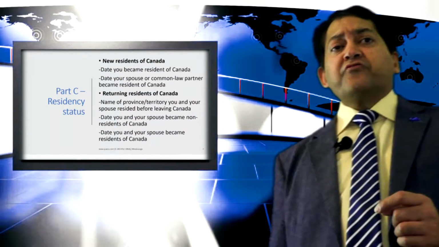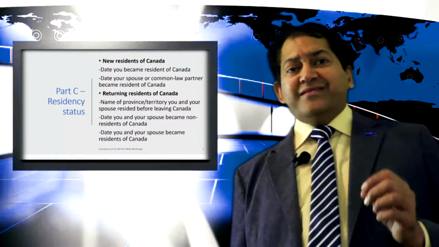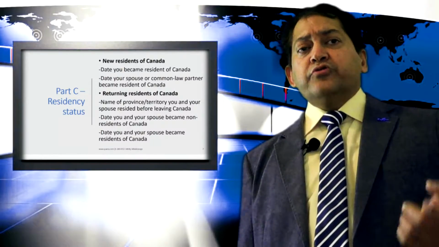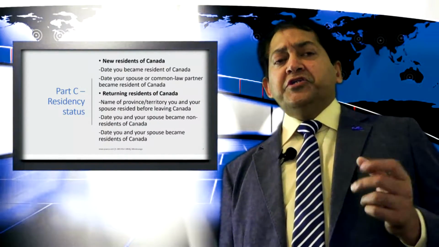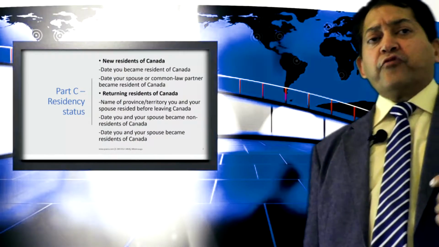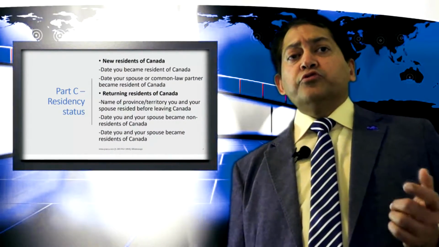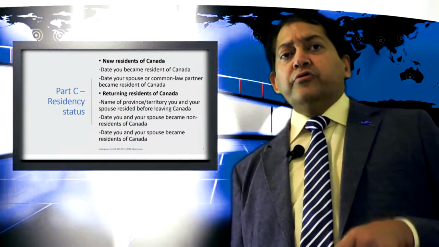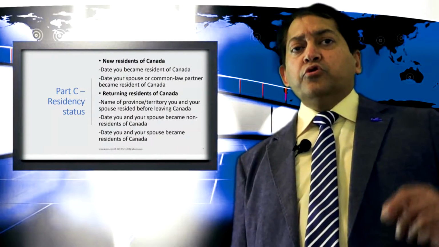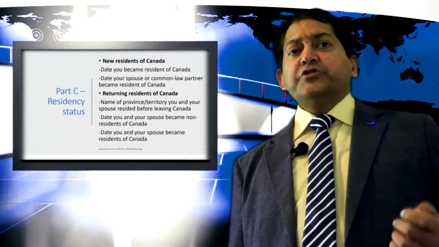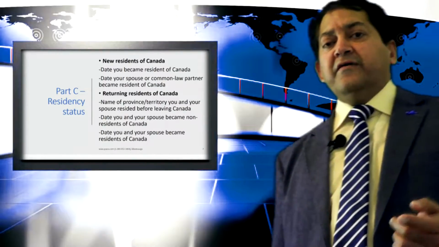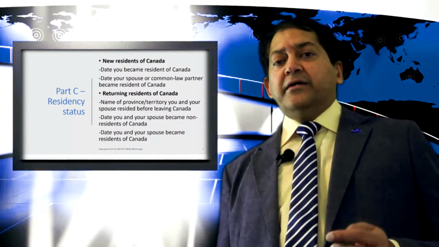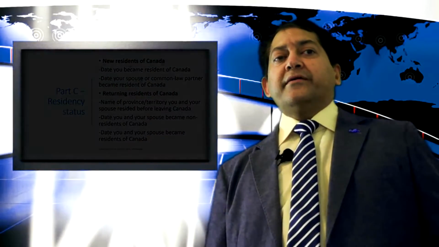Now the second category relates to those who happened to be residents earlier, but somehow they left Canada and now they are returning. In this case, you have to provide some additional information also. For example, one item is the name of the province or territory you and your spouse resided in before leaving Canada. For example, you may have been living in Alberta, but now you intend to live in Ontario. So you will mention Alberta in this case. Then the date you and your spouse became non-residents of Canada, when you left Canada last time, and the date you and your spouse became residents of Canada again. It is the date when you landed back in Canada.